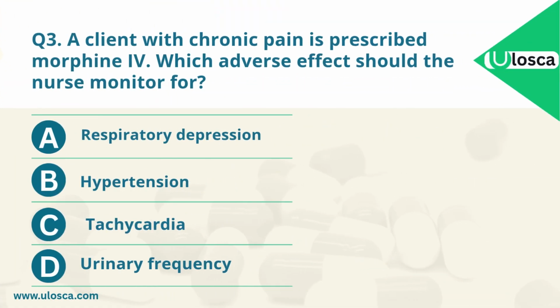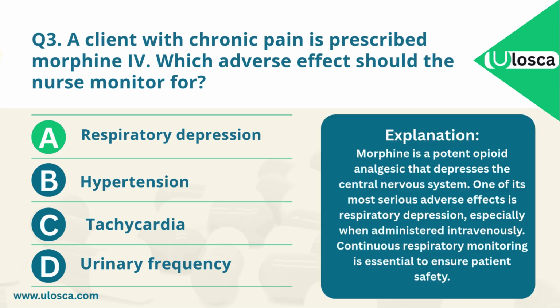The correct answer is A. Respiratory depression. Explanation. Morphine is a potent opioid analgesic that depresses the central nervous system. One of its most serious adverse effects is respiratory depression, especially when administered intravenously. Continuous respiratory monitoring is essential to ensure patient safety.